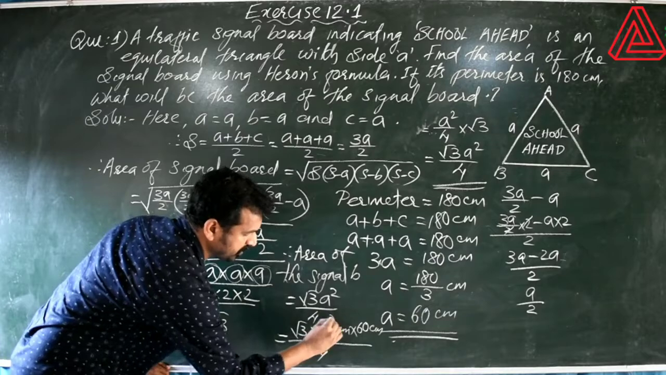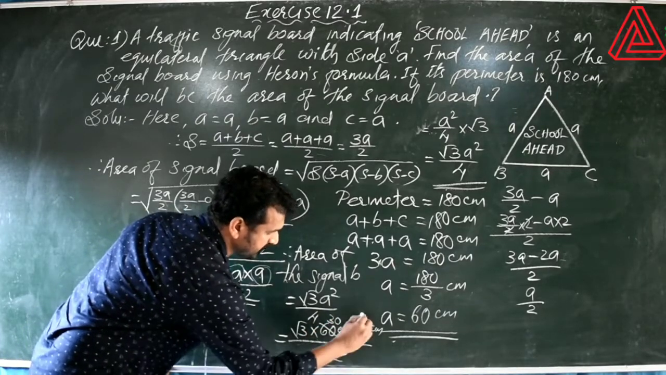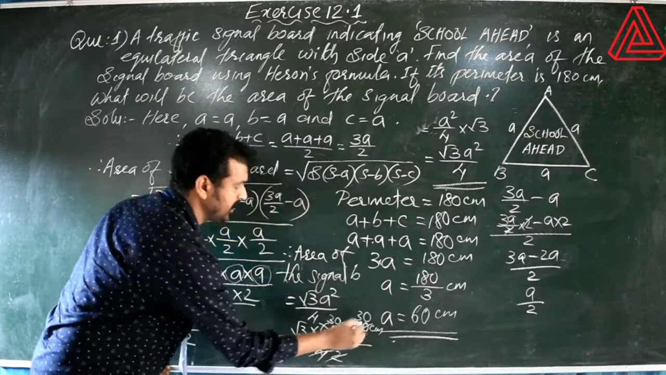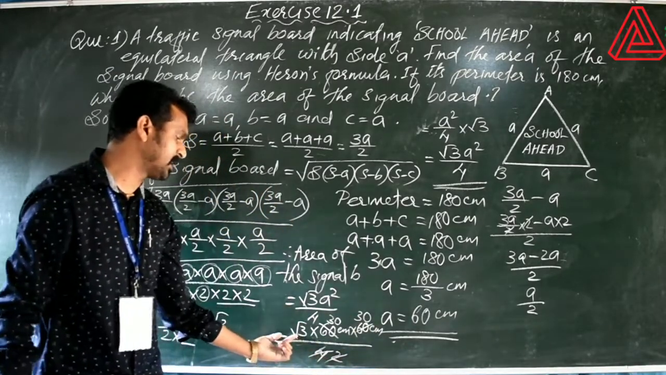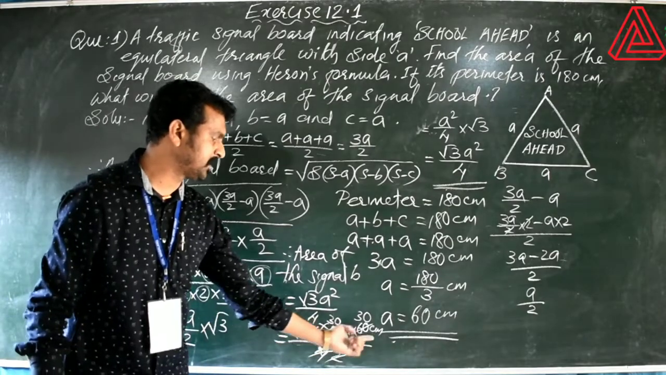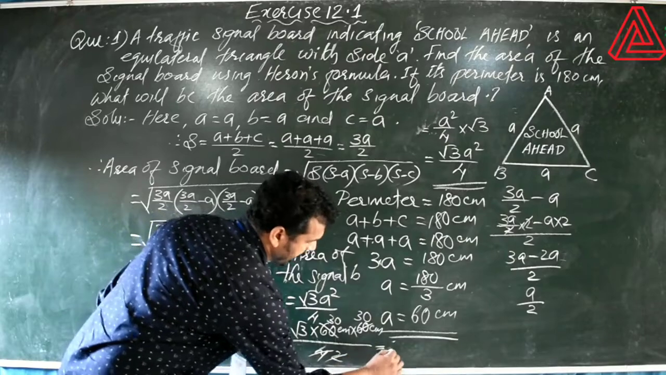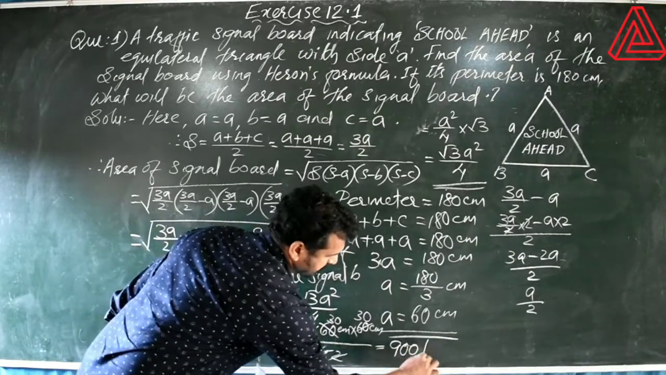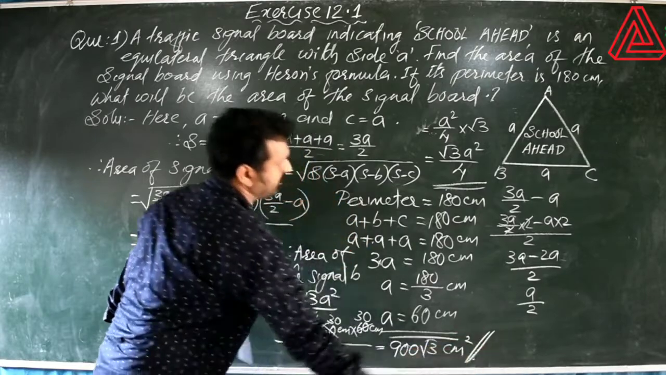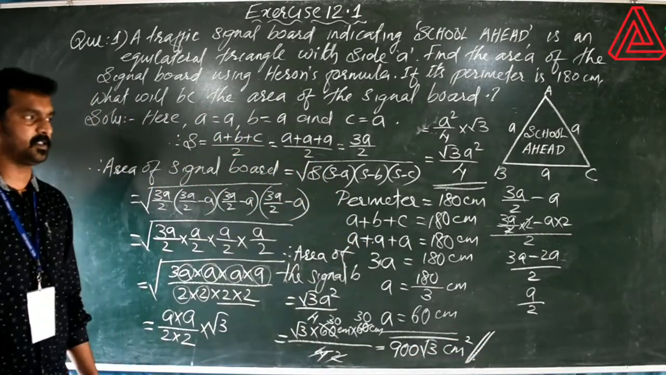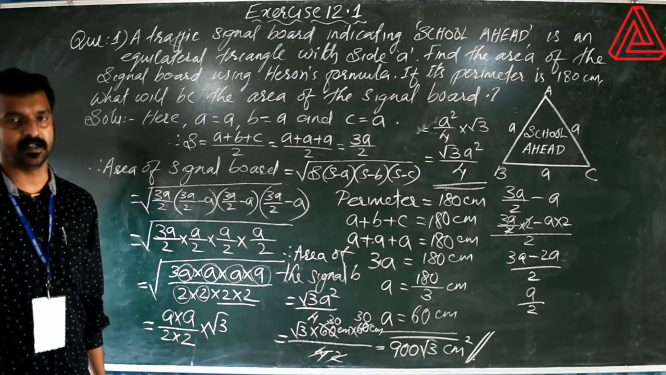60 divided by 2, 30. 4 divided by 2, 2. 60 divided by 2, it will come 30. 30 into 30, 3 3s are 9, 2 zeros are there. 900 root 3 centimeter into centimeter, centimeter square. So the answer is 900 root 3 centimeter square. That is the area of the signal board if its perimeter is 180 centimeter.